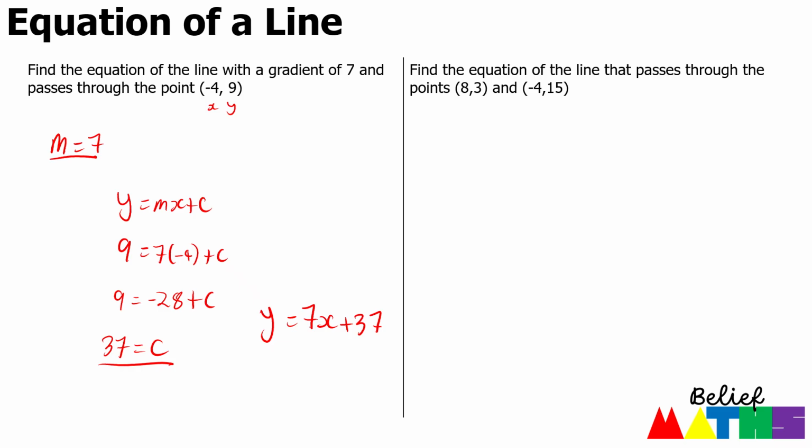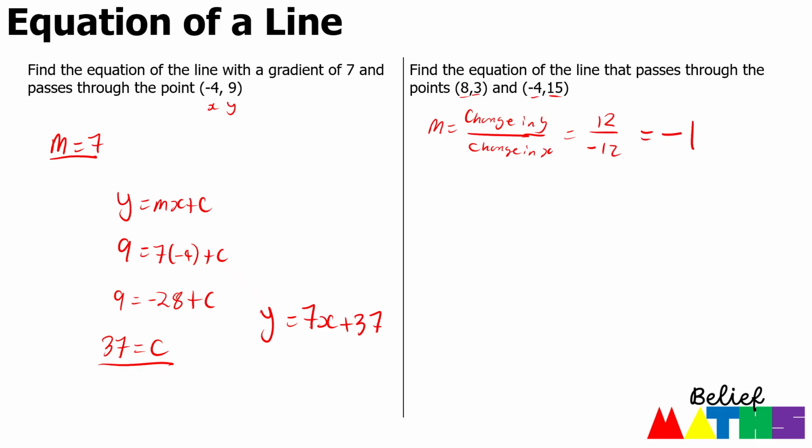Same idea with the next one. The first thing we need to find is m, but in this case we're given 2 points. Remember, m is the change in y over the change in x. So then for the change in y, how did I get from 3 to 15? Well, that gave me add 12. And to get from 8 to minus 4, I've taken away 12. So m in this case is negative 1.